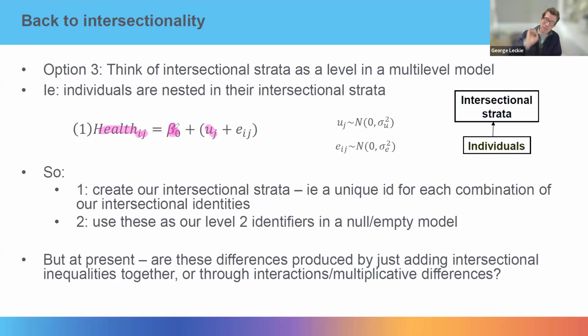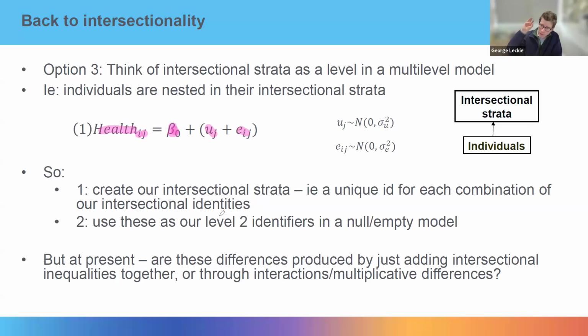Now, of course, within a specific intersection you've got lots and lots of people. Yes, they've got the same gender as one another, the same education, income, and ethnicity, but they're different people, and their individual health will vary around their intersection average. That's captured by e_ij, which is the level 1 residual. So essentially that's the first of the two MAIHDA models.